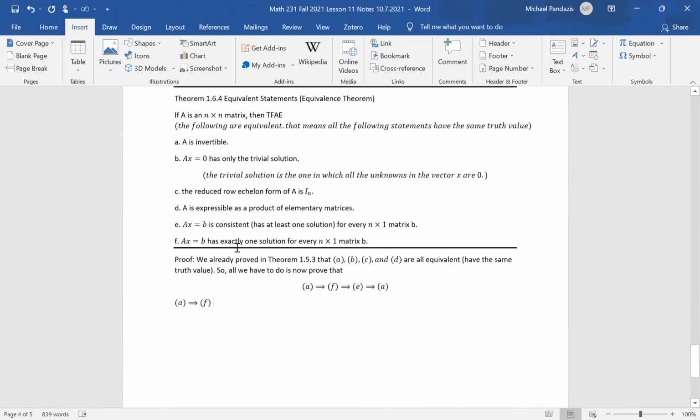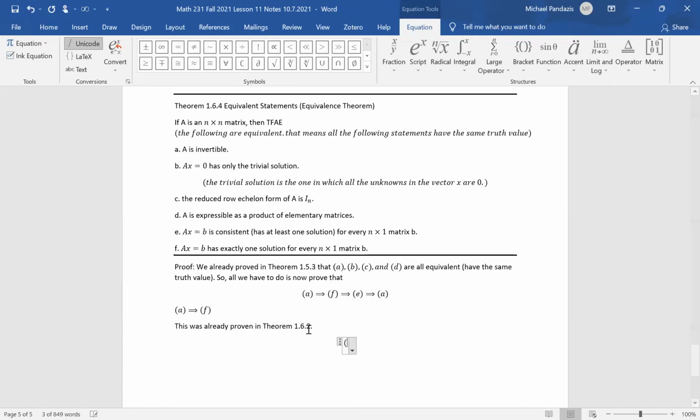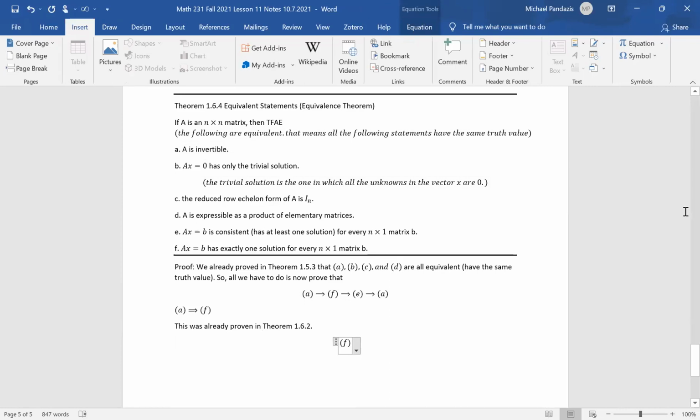Well, here, A is the assumption that A is invertible. And so what we're asked to prove is that if A is invertible, then AX equals B has exactly one solution for every n by 1 matrix B. So this was already proven in theorem 1.6.2. Okay, so we already have A implies F. So the next one is that F implies E.